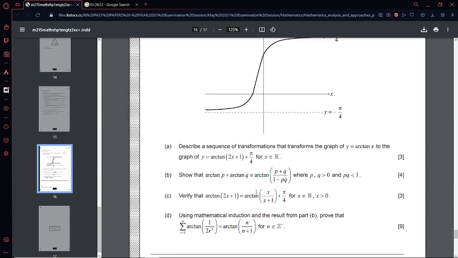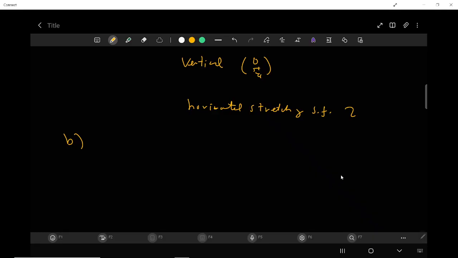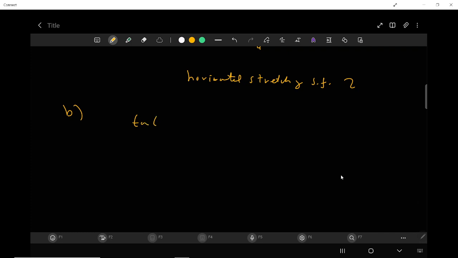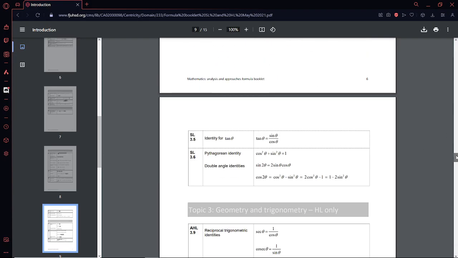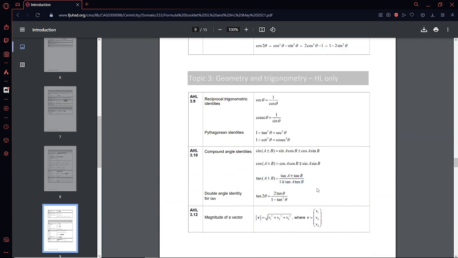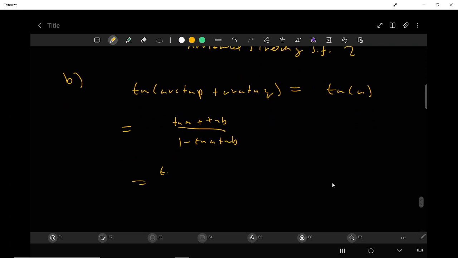Part B. Should I arctan P? Okay, so we can take tan of both sides. So tan of arctan P plus arctan Q. Let's say the whole thing was equal to u, so it's equal to tan of u. Okay, and now let's try to fix this. Luckily, I do know there's a formula which is tan A plus tan B over 1 minus tan A tan B. I hope that's right, if my memory's good. And yeah, I was right. And then tan of arctan x equals x, they cancel. So this equals p plus q over 1 minus pq.